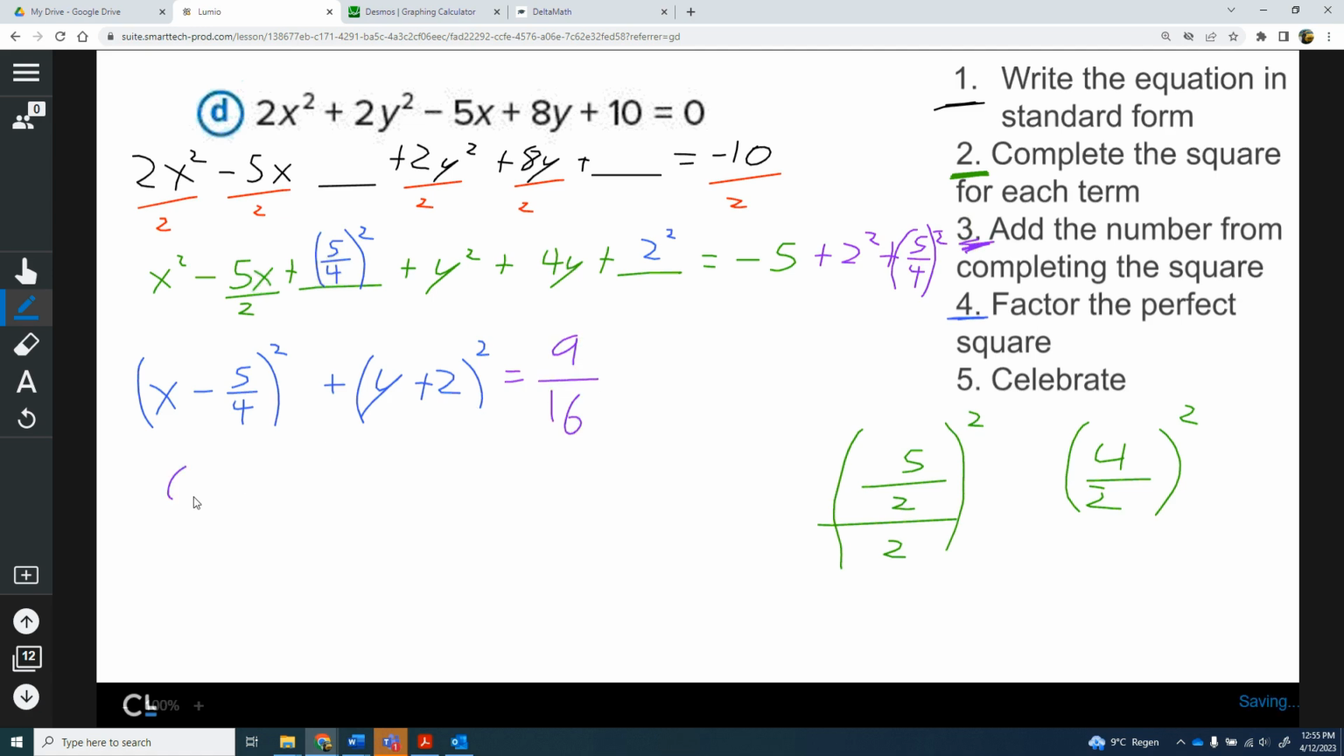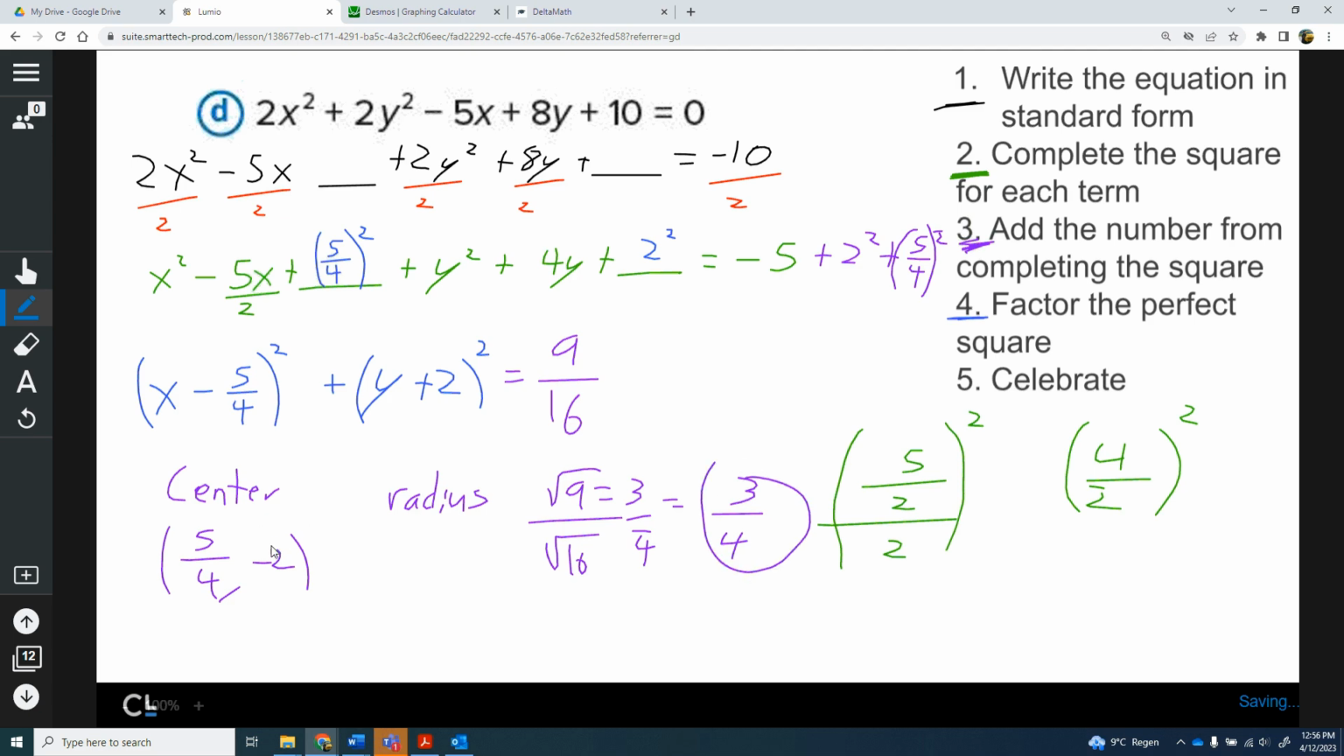So with all these problems, we want the center. That's going to be 5 over 4 comma negative 2. And my radius will be the square root of 9, which is going to be 3, over the square root of 16, which is going to be 4. So the radius is 3 over 4. My center is 5 over 4 and negative 2.